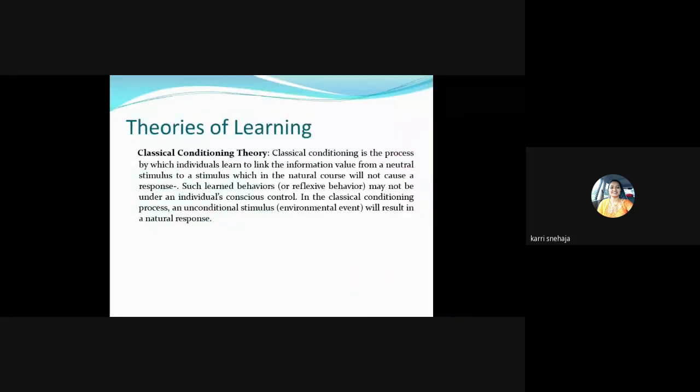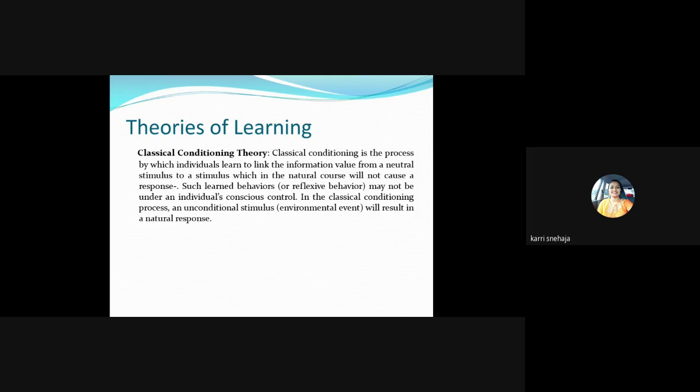The theories of learning. There are various theories of learning. The classical conditioning model is there, the operant conditioning model, and behavioral modeling. Classical conditioning is the process where individuals learn to link information from a neutral stimulus to a situation which is natural and does not by itself cause a response. Such learned behaviors may not be under an individual's conscious control. It is a classical conditioning process, and an unconditioned stimulus results in a natural response.